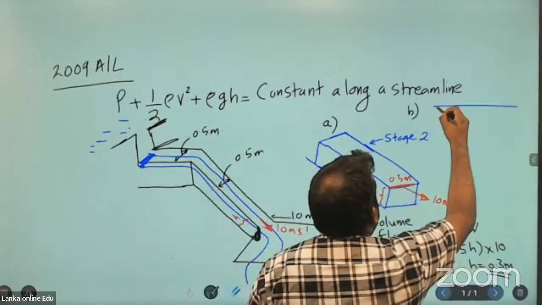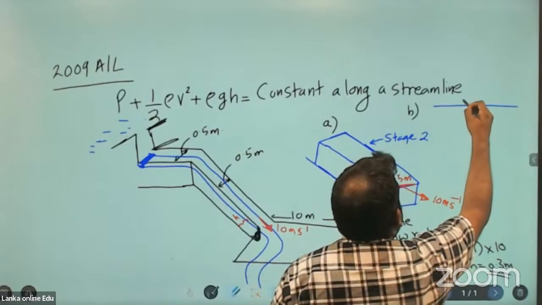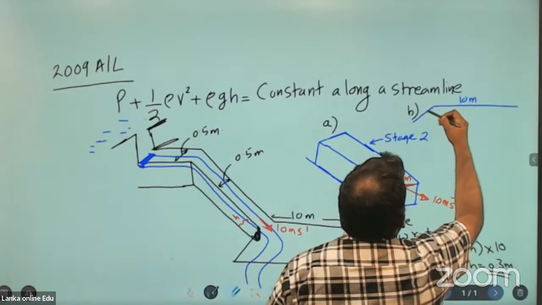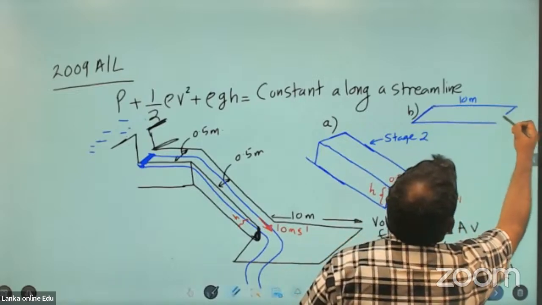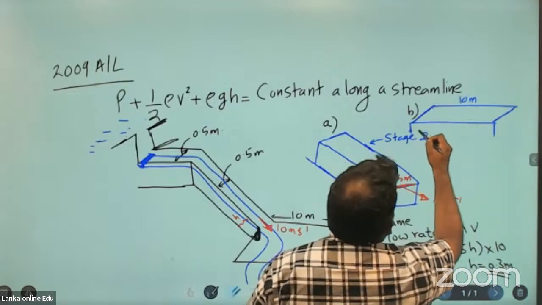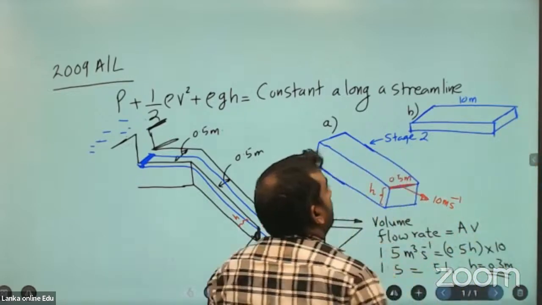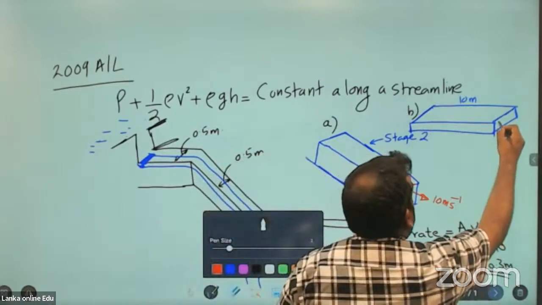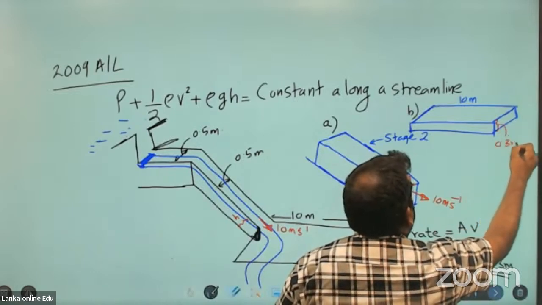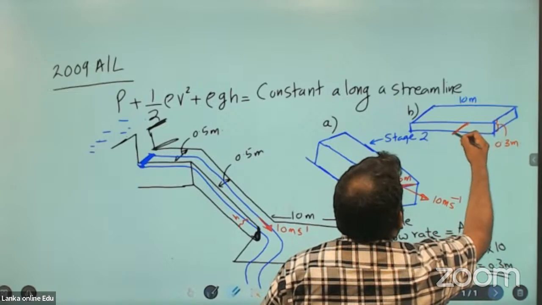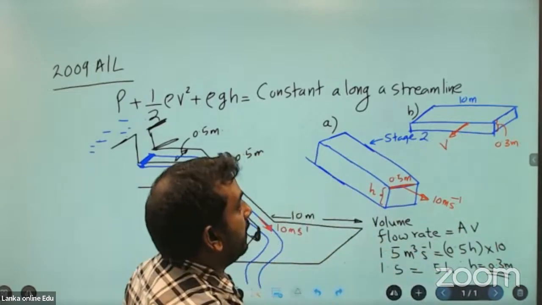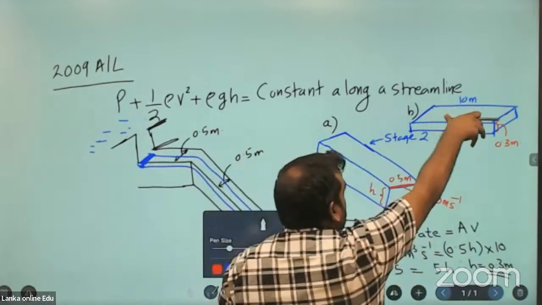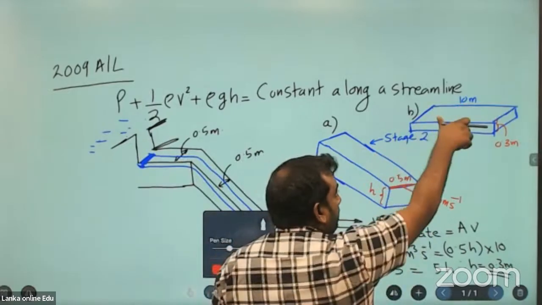Now the width is going to be 10 meters. Water is coming out this way. Height of water is same, 0.3 meters. Water is coming out with a velocity we don't know. We have to find it. So by drawing it like this, now you have an idea. Water is coming out in a particular slab form.